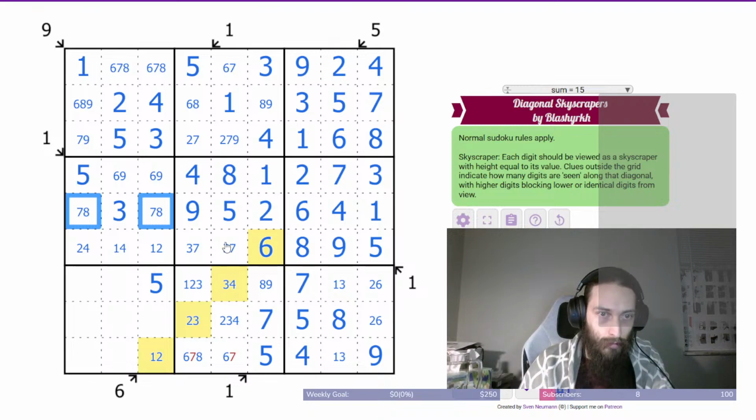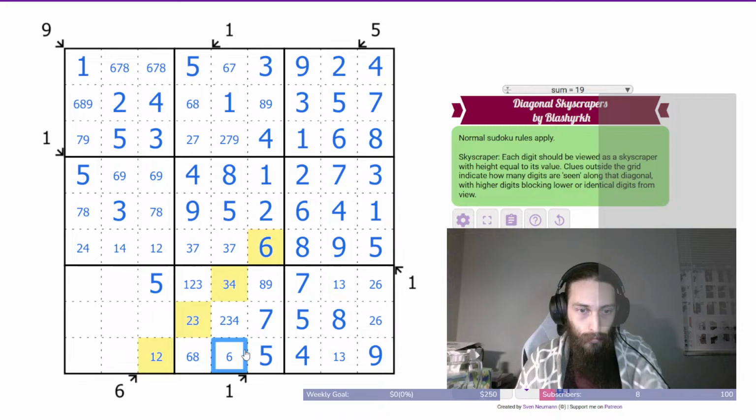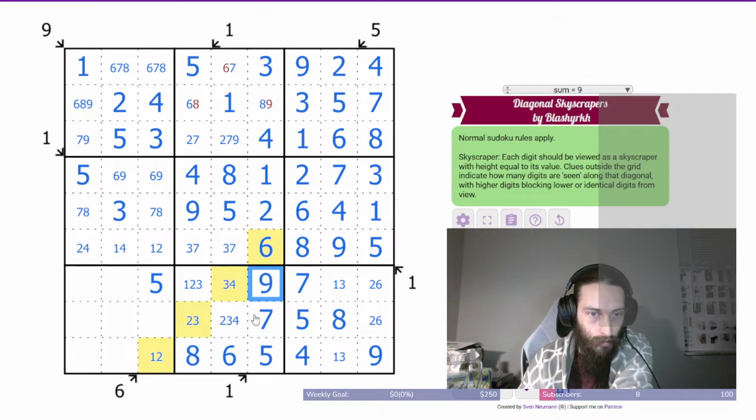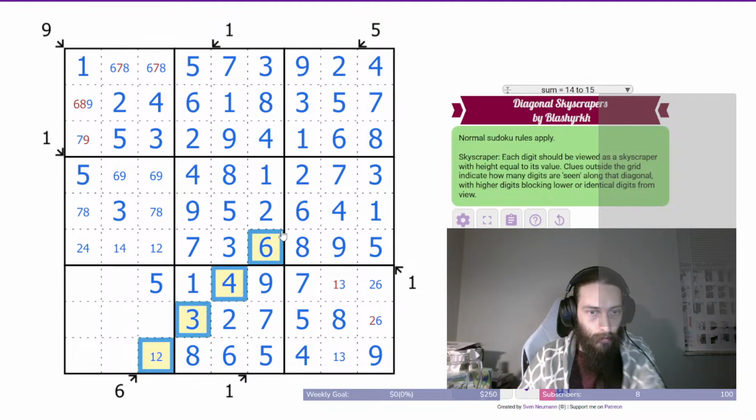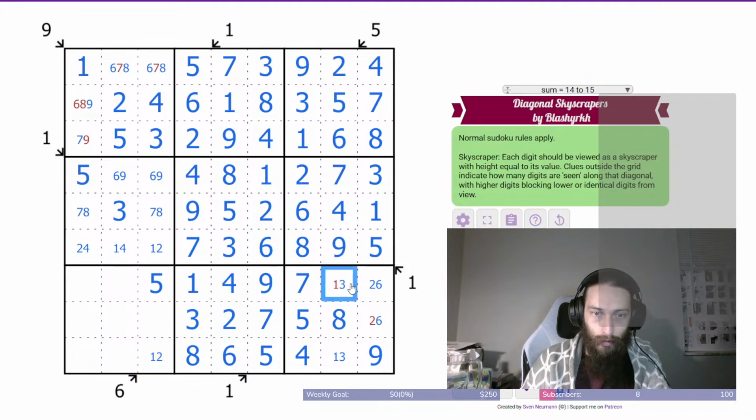Box 8. 7. So we've got 6 and 8 and 9. Box 2. 7, 6, 8, 2, and 9. 3, 7, 3, 4, 2, 1. And now it doesn't matter because that's all situated.